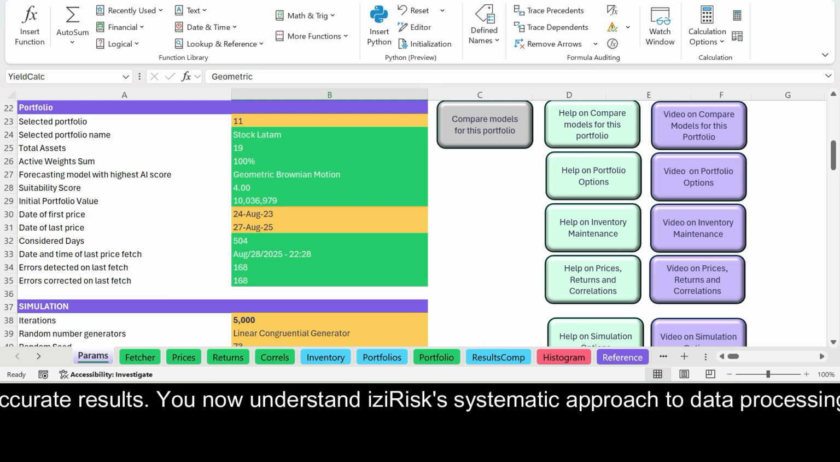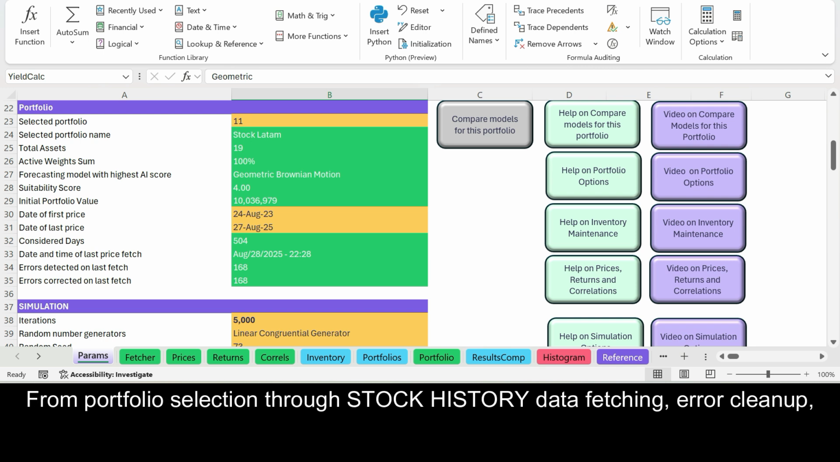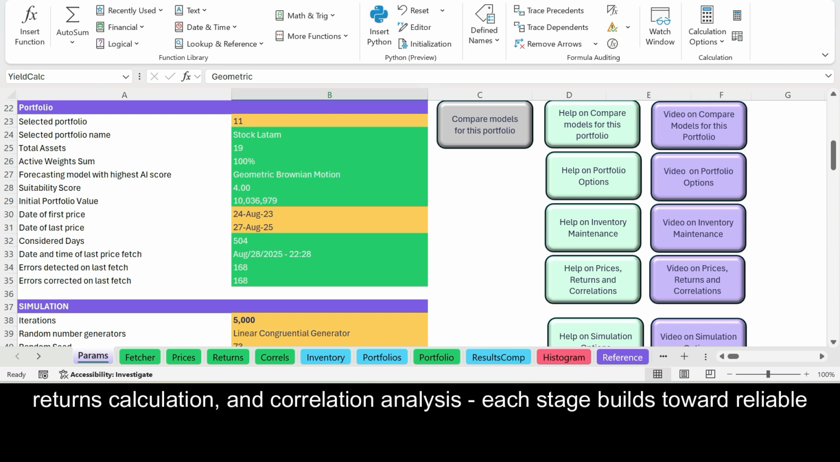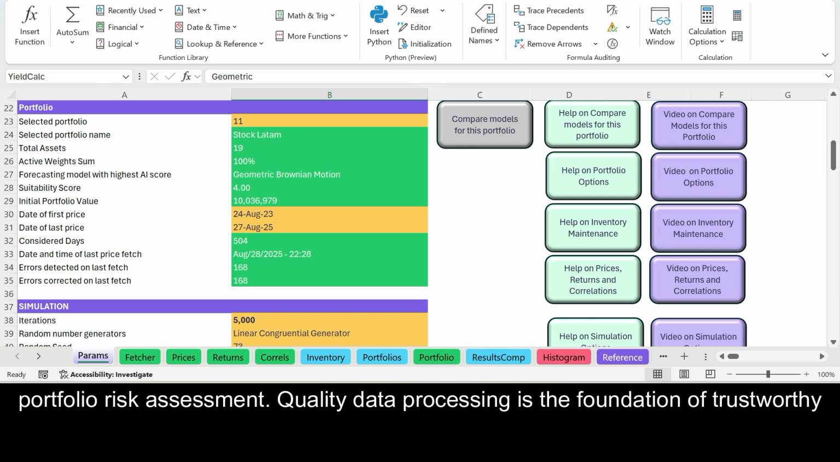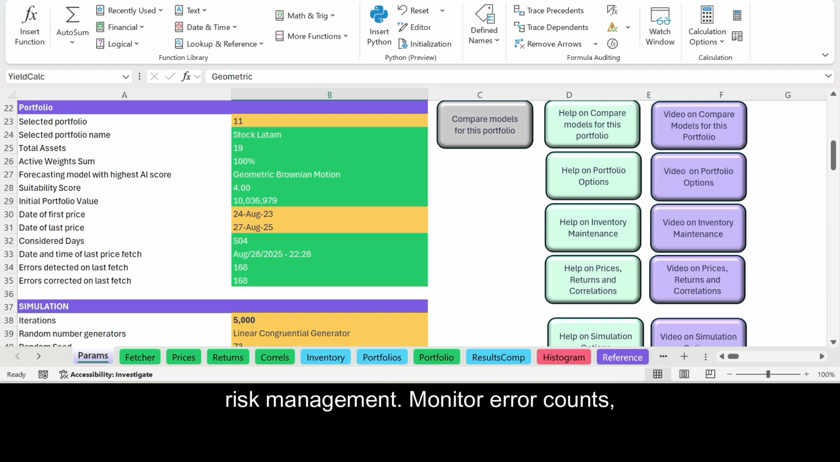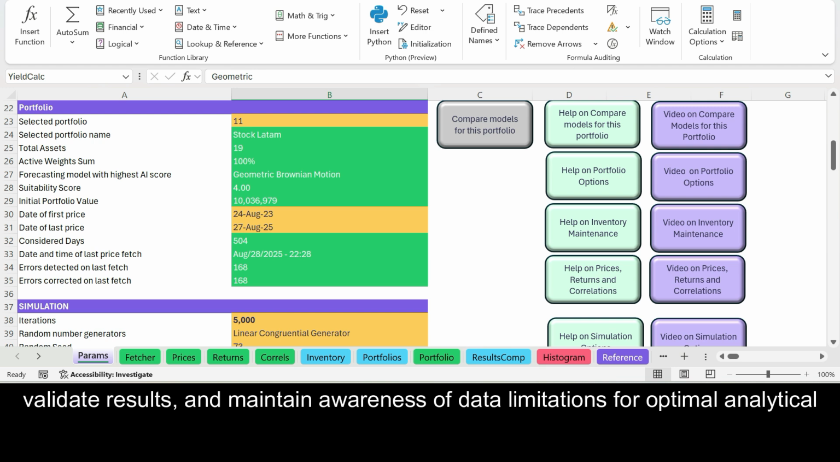You now understand EasyRisk's systematic approach to data processing, from portfolio selection through stock history data fetching, error cleanup, returns calculation, and correlation analysis. Each stage builds toward reliable portfolio risk assessment. Quality data processing is the foundation of trustworthy risk management. Monitor error counts, validate results, and maintain awareness of data limitations for optimal analytical outcomes.